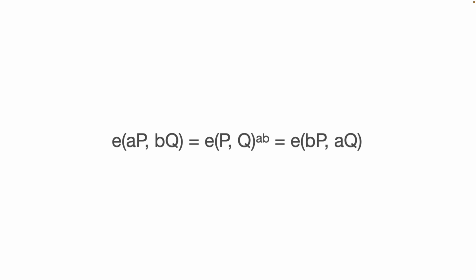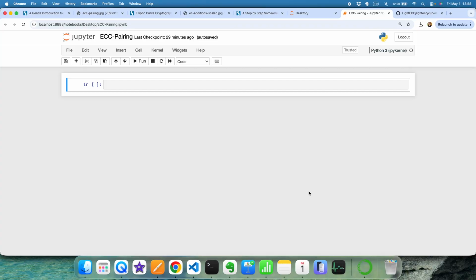If our pairing function is e in this equation, and we put A times P and B times Q as inputs to this pairing function, please notice that here P and Q are elliptic curve points on their own, but we multiply those base points by A and B with scalar multiplication. This is exactly equal to the pairing function of P and Q alone, to the power of A times B. In other words, we can swap the multipliers of P and Q, and it becomes the pairing of B times P and A times Q. Let me try to show this pairing with Python code. That's going to be simpler.